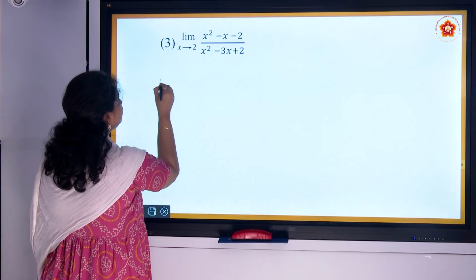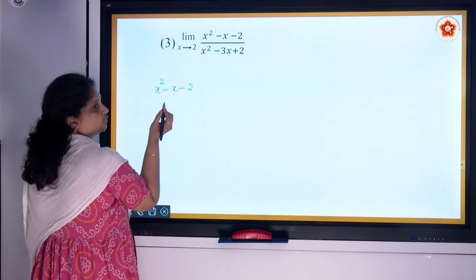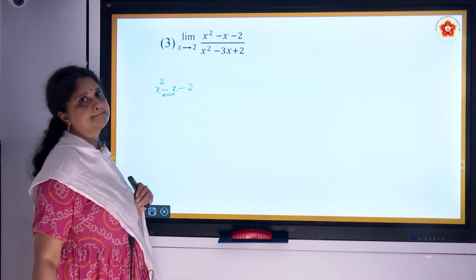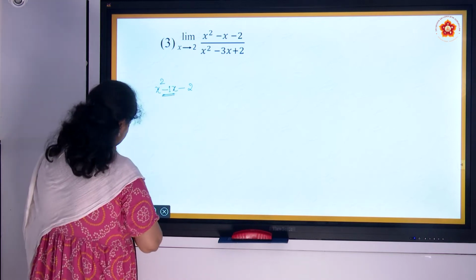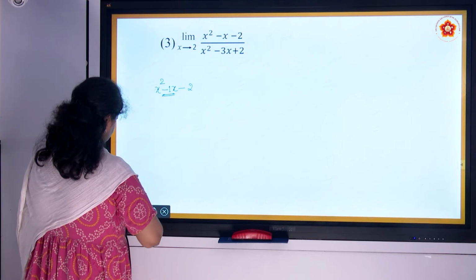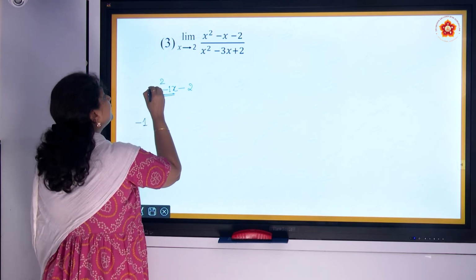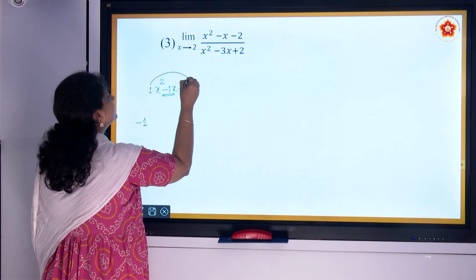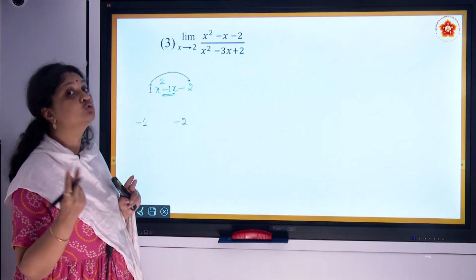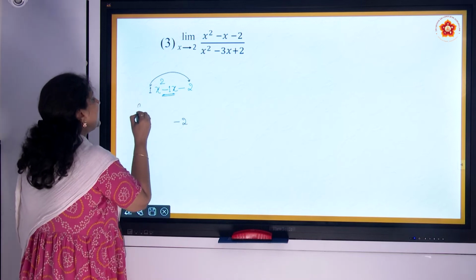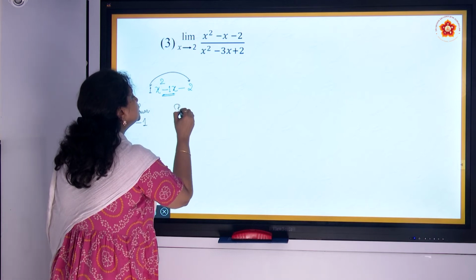Let's quickly have a recap. This is x square minus x minus 2. This is a quadratic equation. So what should we do? We can split the middle term. Okay, so how do we do this? So we see the coefficient of x. It's minus 1. So minus 1 is the coefficient of x. And then we multiply the coefficient of x square and the constant term. And that gives us minus 2. Now, we have to choose two numbers such that when you add them up, you should get minus 1. And when you multiply them, you should get minus 2.